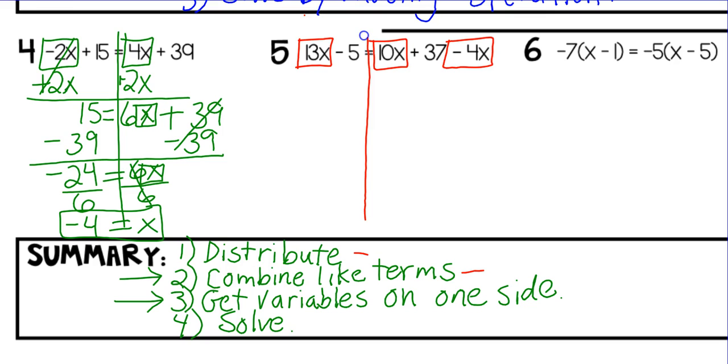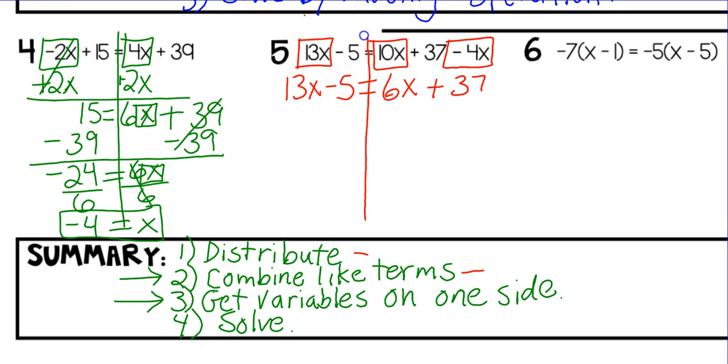But can I put 13, 10, and negative 4 together? No, because they're on different sides. You can only combine when they're on the same side. So the left side's going to stay the same. It's going to be 13x minus 5. The right side, I'm going to combine 10x and negative 4x, which is going to be 6x plus 37. Okay, see what I did? I could only combine on the right side.